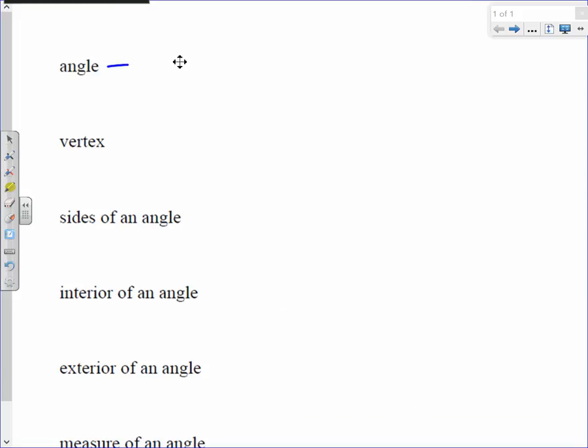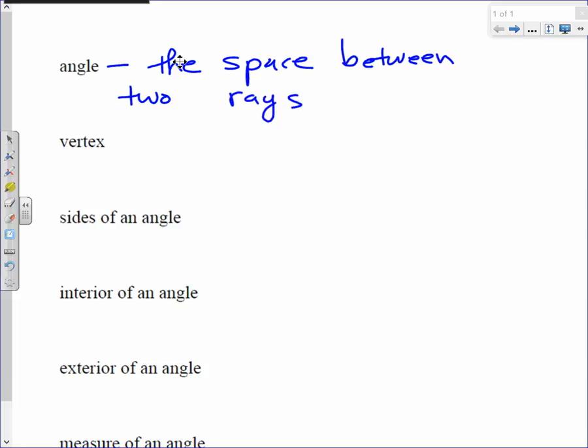So watch this. The space between two rays. Oops. Between two rays. We're going to draw an angle.